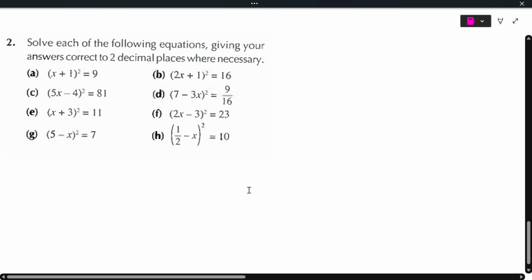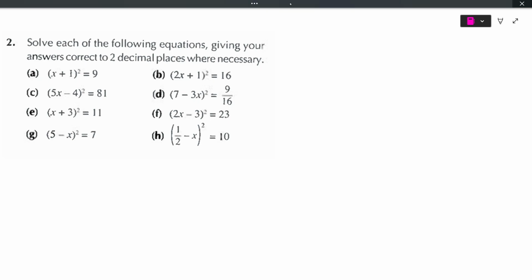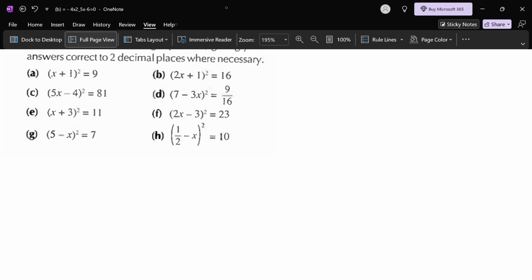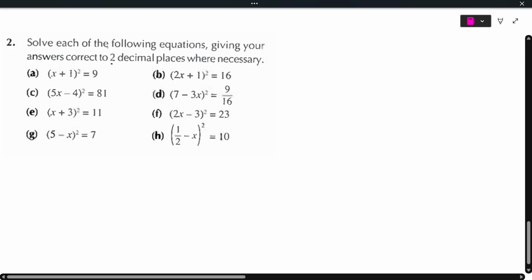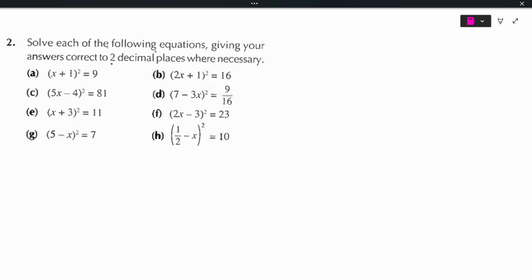Okay, exercise 1A, question number 2. Let's start with it. Let's read what the question says. It says, solve each of the following equation giving your answer correct to two decimal places where necessary.